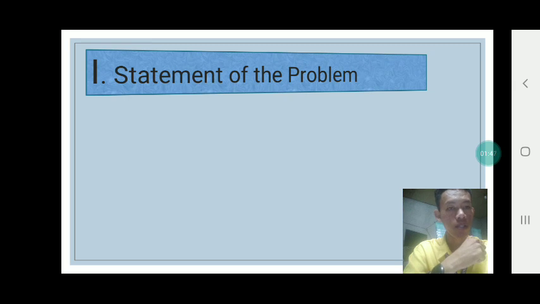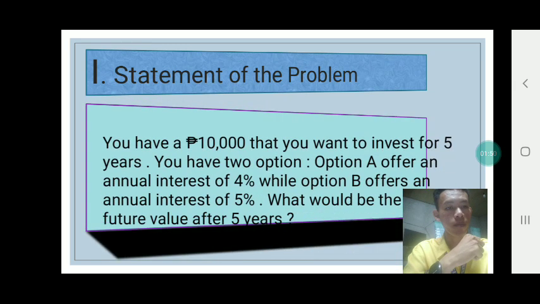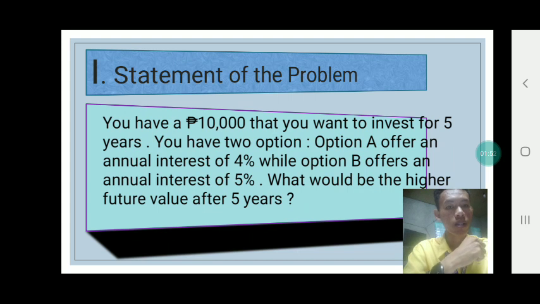So the first step is statement of the problem. If you have 10,000 that you want to invest for 5 years, but you have two options: option A offers an annual interest of 4%, while option B offers an annual interest of 5%. What would be the higher future value after 5 years? So what would be the best option, annual interest of 4% or annual interest of 5%? What would be the higher future value between the two?